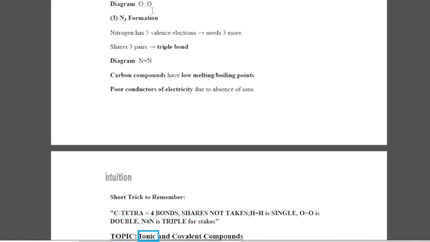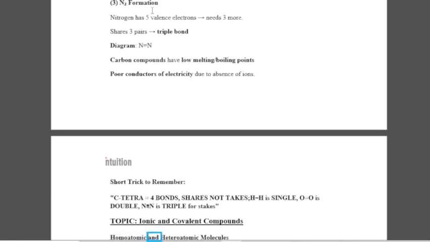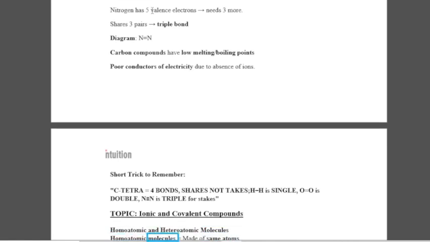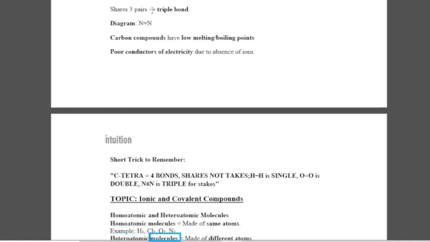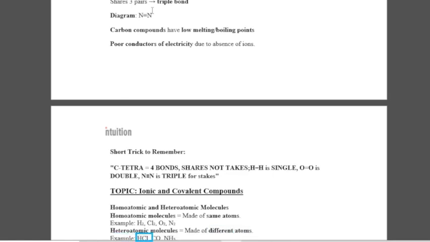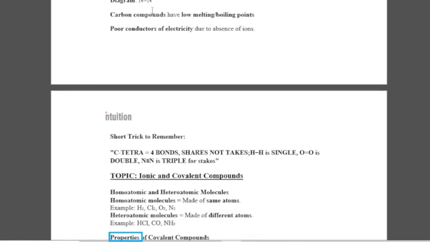Topic: ionic and covalent compounds, homoatomic and heteroatomic molecules. Homoatomic molecules are made of the same atoms. Example: H₂, Cl₂, O₂, N₂. Heteroatomic molecules are made of different atoms. Example: HCl, CO, NH₃.